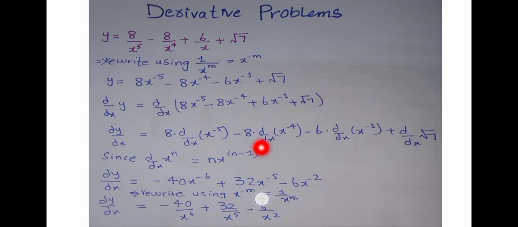6, and here we get negative 6, and again its power becomes negative 2. When we subtract 1 from negative 1 it becomes negative 2, and the derivative of a constant is 0, so here is 0 and we simply skip it. And then we rewrite again by these x terms, and we move them into the denominator, and their powers become positive again.